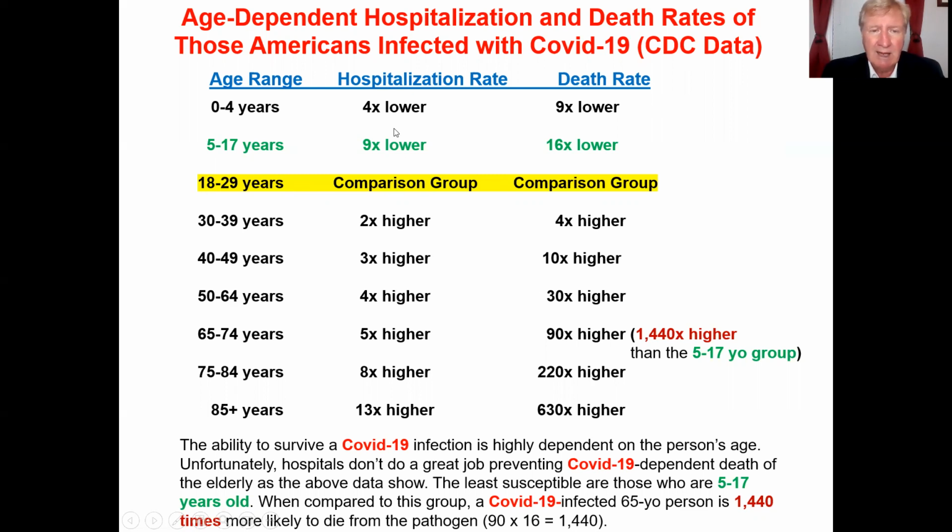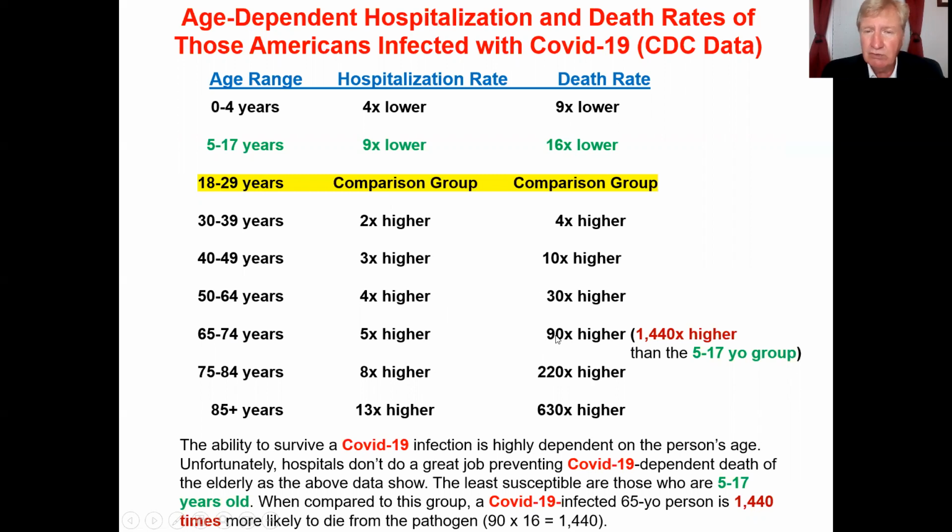Note that as you increase in age, there is a fold increase of going into hospital if you're infected. If you're 65 years old, you have a 5-fold increase of going into the hospital if you're infected compared to a 20-year-old. But really where the dramatic difference is, is the death rate. By the time you're 65 years old, if you're infected and you go to the hospital, you have a 90-fold increased chance of never coming out of the hospital.